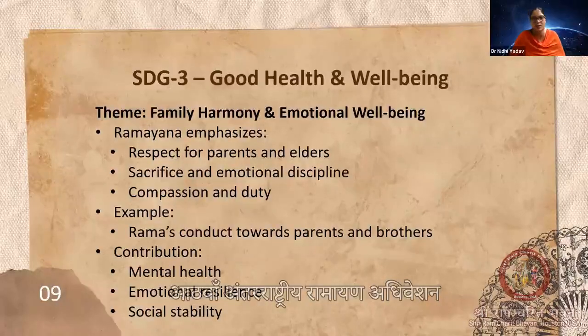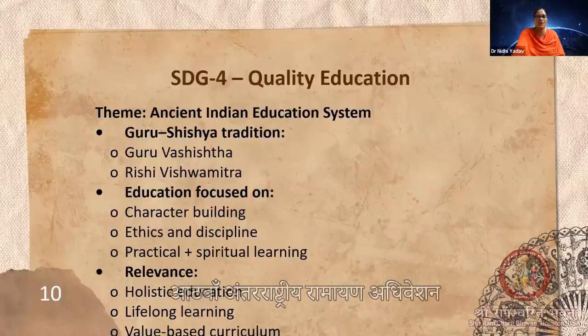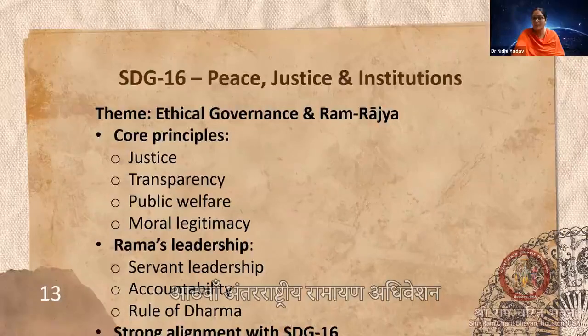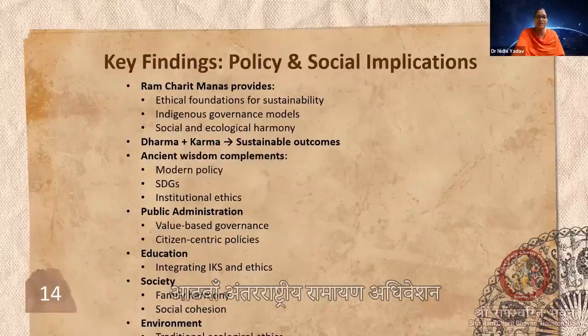So these are a few of the sustainable development goals: good health and well-being, quality education, gender equality, life on land, peace, justice, and institutions. For all these sustainable development goals, we can take insight from the Ramcharitmanas. If we see the policy and social implications, Ramcharitmanas provides an ethical foundation for sustainability, an indigenous governance model, and social and ecological harmony. Here we can learn how, if we merge Dharma theory and Karma theory together, then we can achieve sustainable outcomes.